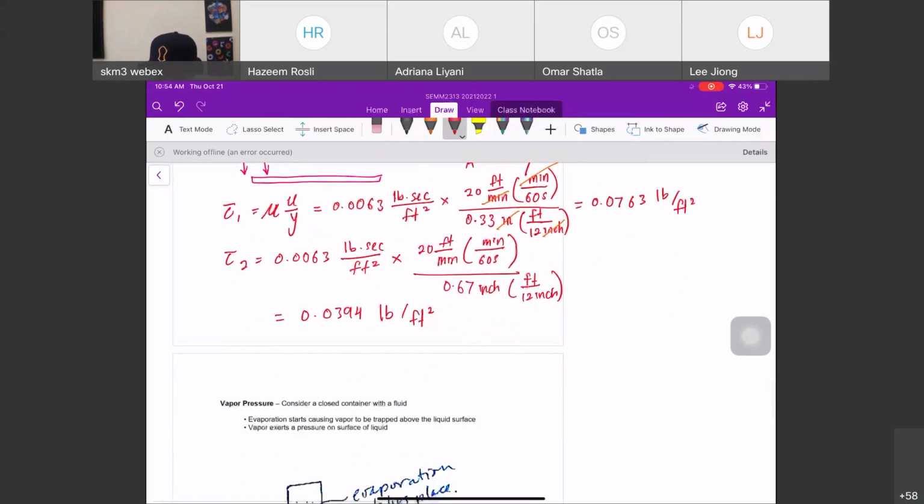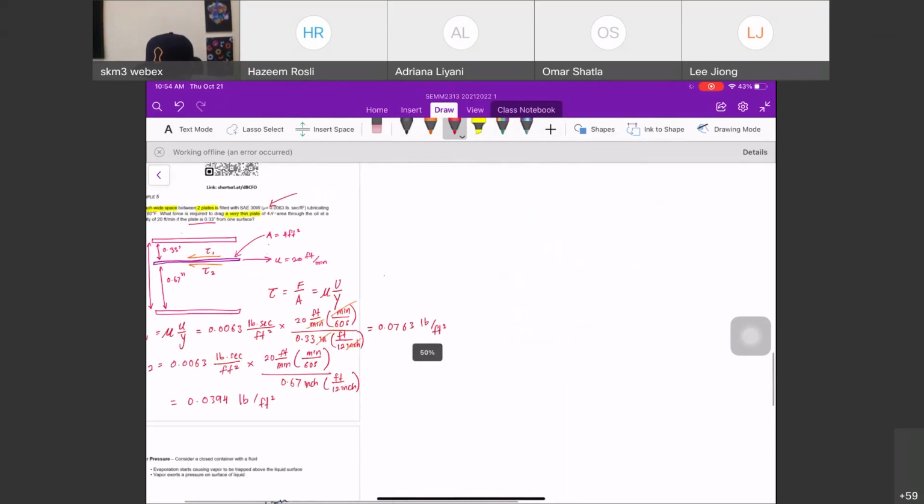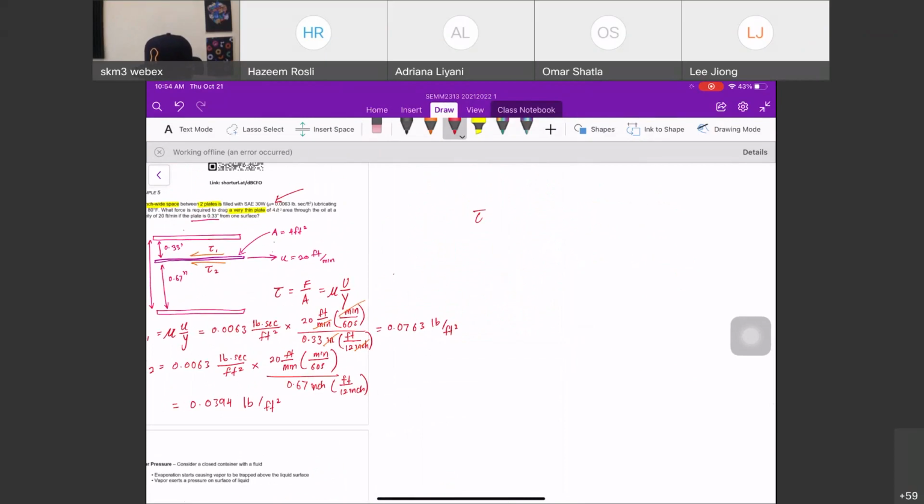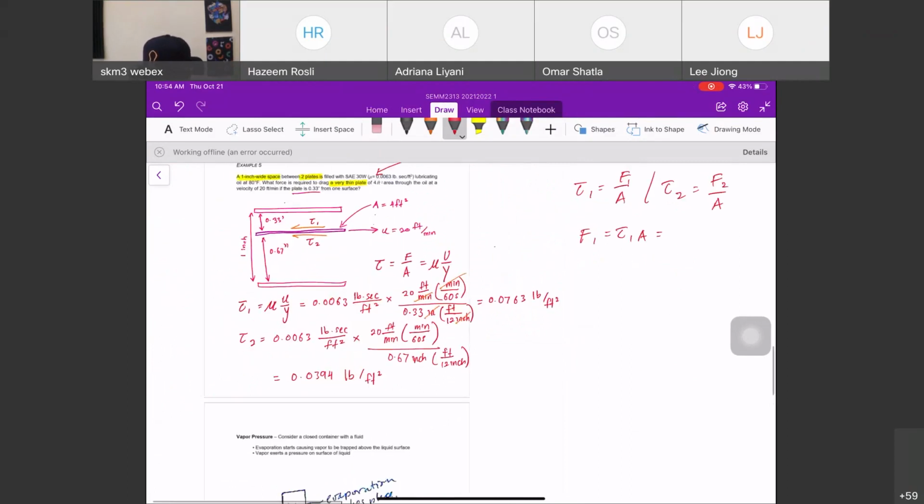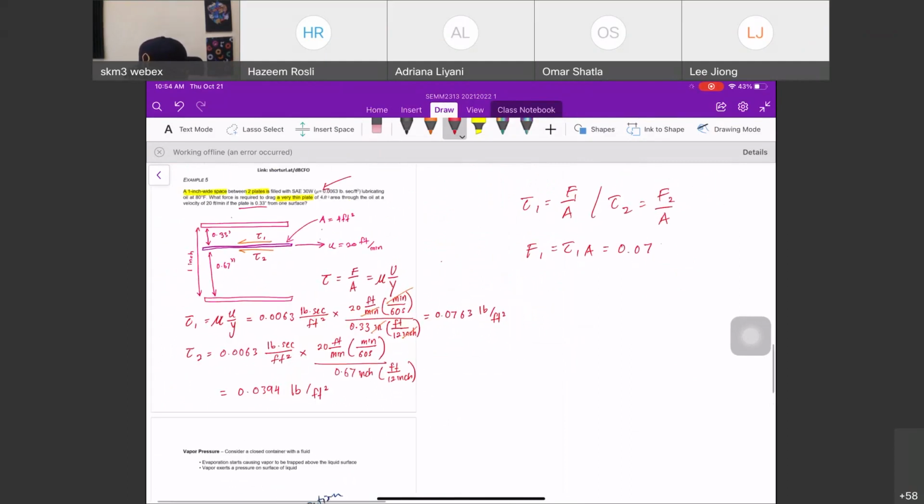Okay, so from here, let me continue. We know already tau 1 equals force over area, or tau 2 equals force 2 over area. So let's convert tau into force. So force 1 equals tau 1 times area. Tau 1 is 0.0763 lb per feet squared, multiplied with area, which is 4 feet squared.